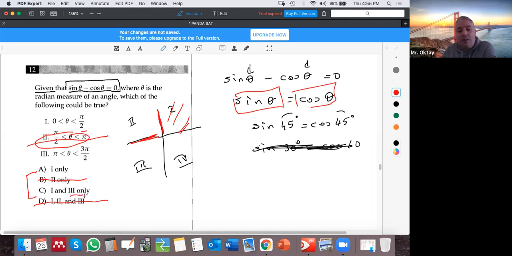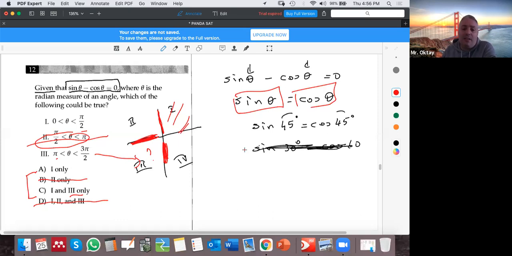So just the third one. Let me check the third one. Third one says that pi and 3 pi over 2. It is here. Pi and 3 pi over 2. But here, what can I say? Yes, this is now, tell me, negative. This is now also negative. It is possible. But do you know any angle that its sine is equal to its cosine?